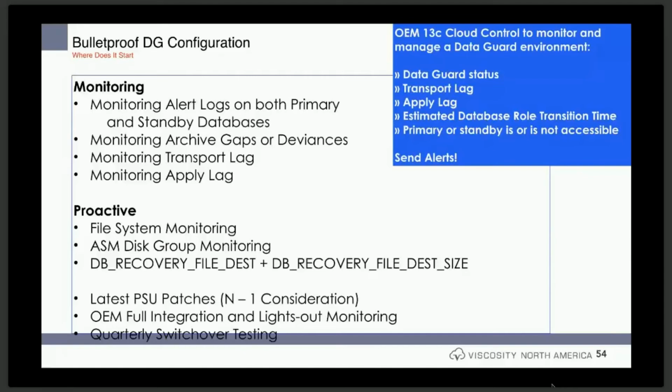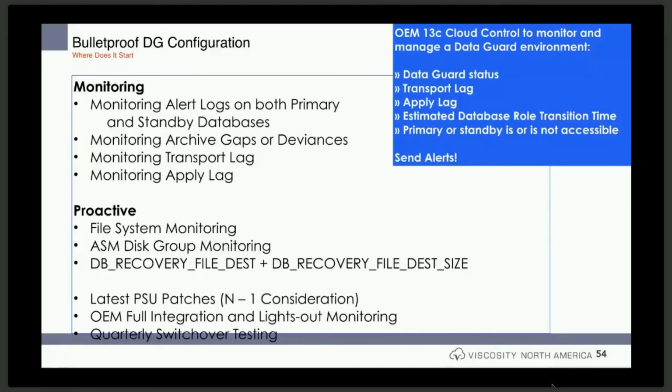Through OEM Cloud Control, I can monitor a lot of these things, and this is why it's such a popular tool that a lot of DBAs use. You can monitor your Data Guard status, your transport lag, apply lag, and estimated database role transition time, and then OEM will send alerts. For a lot of our managed services customers, we actually do both. We leverage OEM as well as our custom monitoring scripts, and we send alerts accordingly.